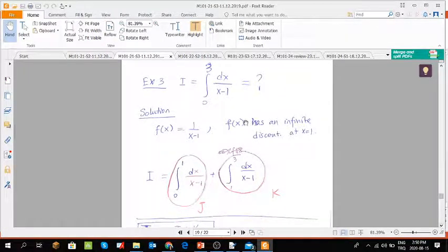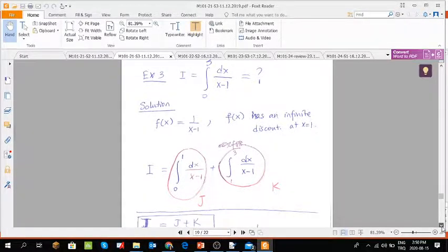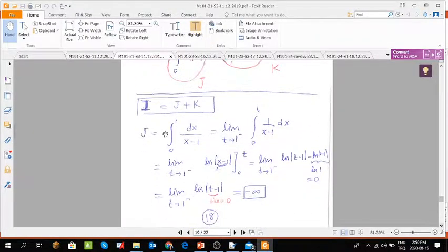And here, example 3, there's a problem at 1 in between in this interval, so we separate it into two, 0 to 1, 1 to 3, we call them J and K. We deal with them separately. J, 0 to 1, dx over x minus 1. We form our a of t. t approaches 1 from the left. We look at this a of t.